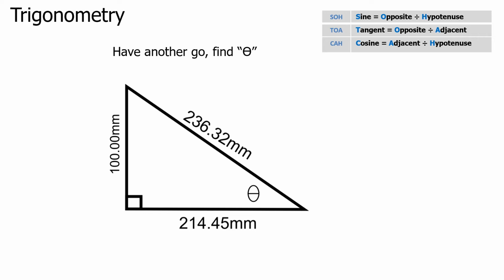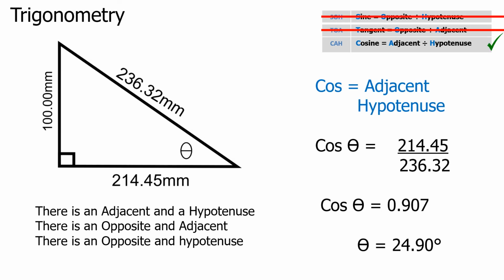Have another go. This time, pause the video and find angle theta. In this example, you had 3 sides. Therefore, we could have used sine, tangent, or cosine to find angle theta. In this example, I used cosine, which is adjacent over hypotenuse.